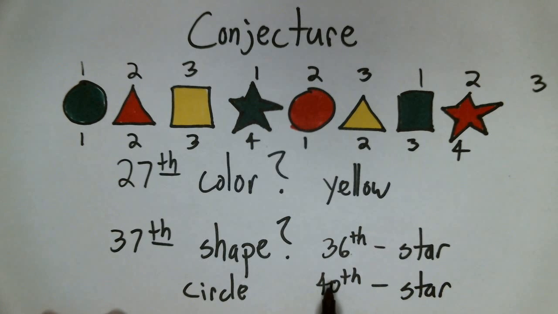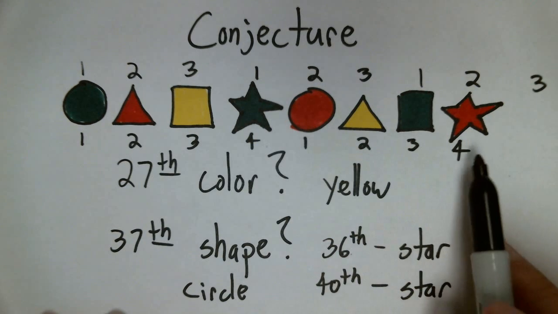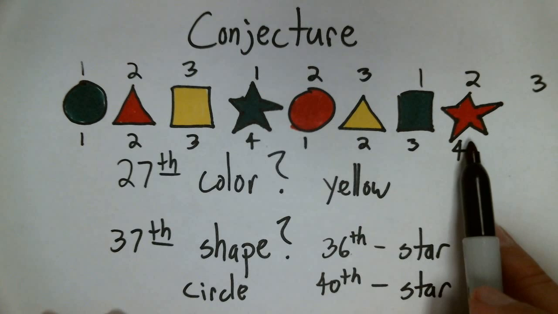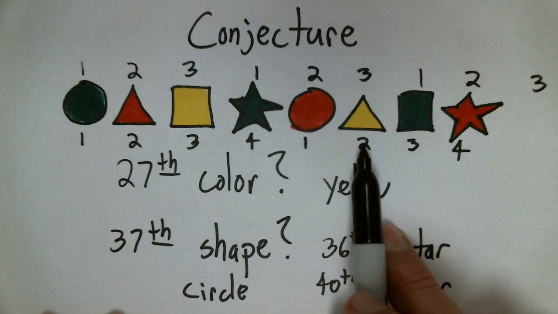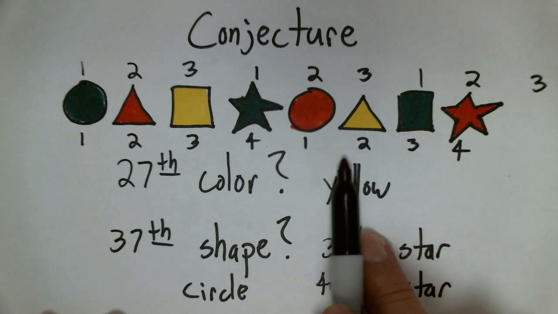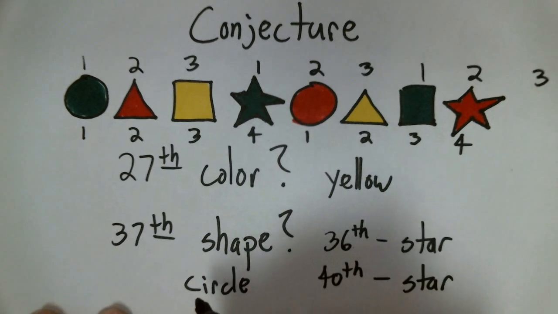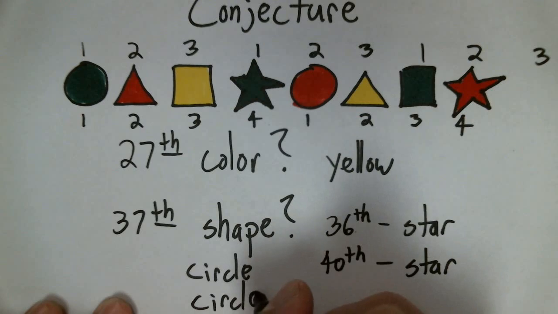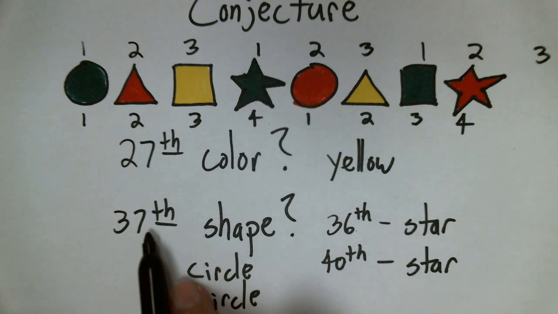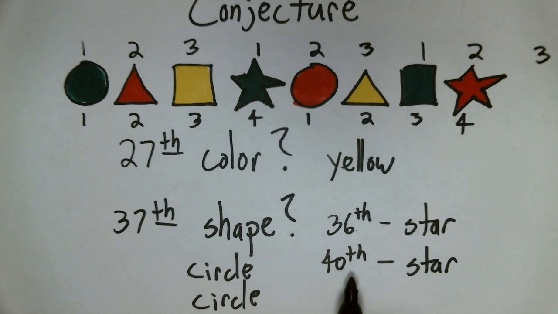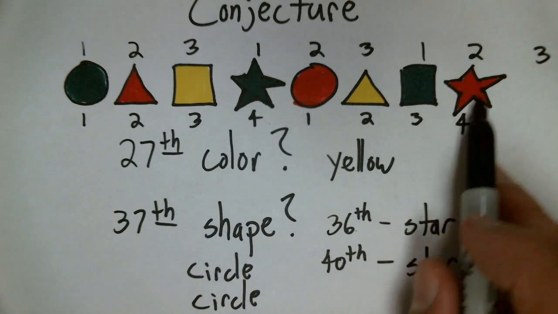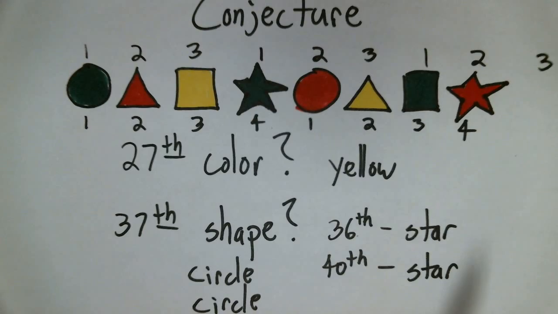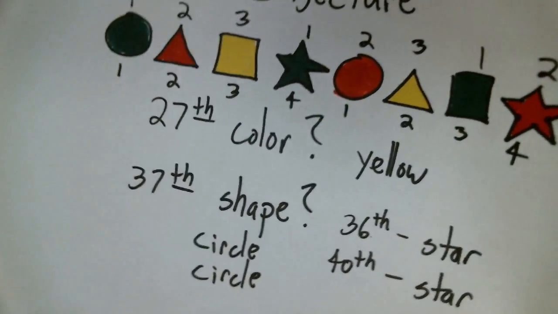So in this case, if I pick the number above, I could just go backwards. I could say, okay, 40th is star, 39th is square, 38th is triangle, so 37th would be, once again, circle. So notice it doesn't matter whether I start with a number that's a little bit above it or a little bit below it. You just either have to count forwards or count backwards. Okay. So that is conjecture problem number 1.